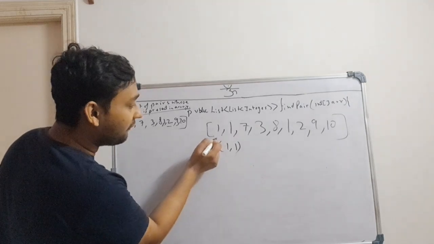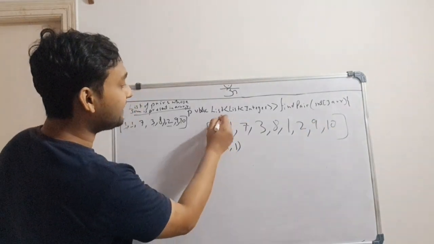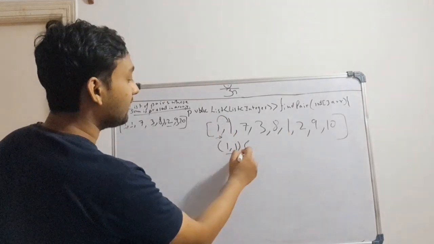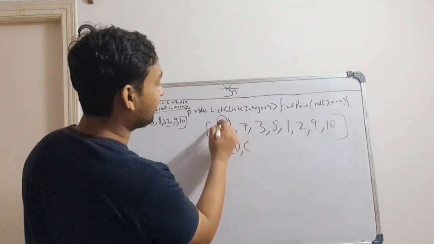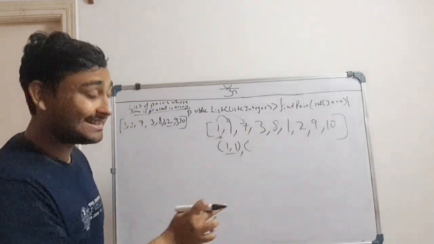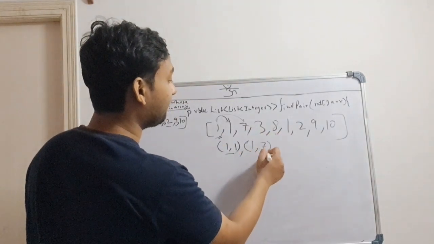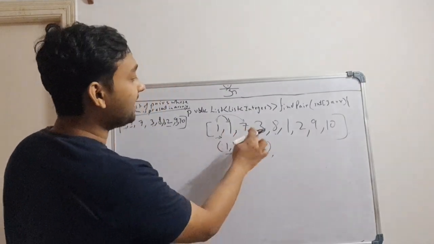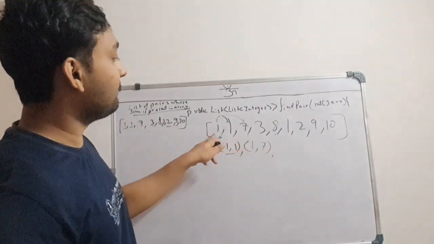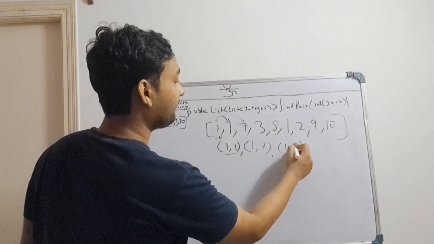I will have to go from left towards right, one by one. First 1 is compared with 1, so 1 plus 1 is 2. Then I will check the next, 1 plus 7. Is 1 plus 7, which is 8, present in the given array? Yes, you can see 8 is present over here. So I will add 1 and 7. Then 1 plus 3. Is it present in the array? No, so I will not add. 1 plus 8, yes, 1 plus 8 is 9, so I will add 1 and 8.